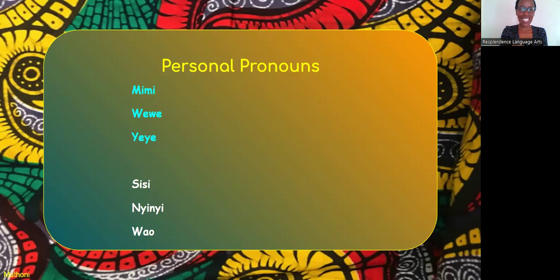All right, let us see. Sisi, we, nyinyi, you, all. And then wao, they. Beautiful. Sounds easy? What is Mimi?